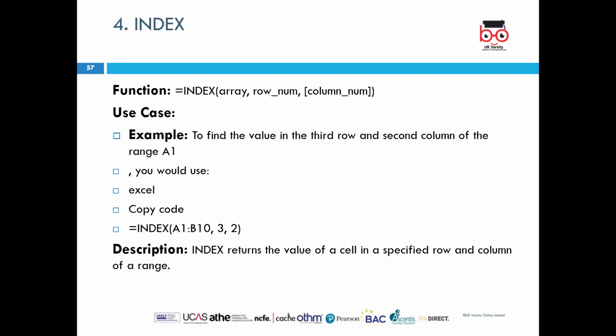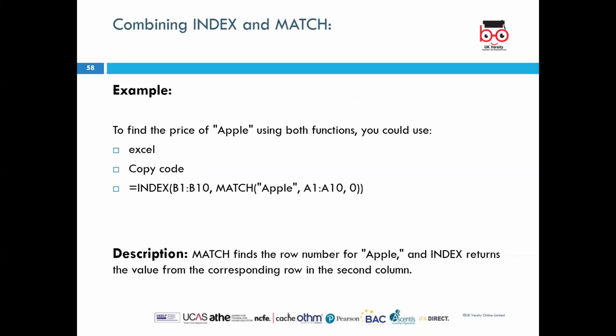With INDEX, we're now going to find the value in the third row and second column of the range A1. INDEX is going to return the value of a cell in a specific row and column of a range. Combining INDEX and MATCH, to find the price of Apple, we'll now be using this function. MATCH will now find the row number for Apple and INDEX returns the value from the corresponding row in the second column.